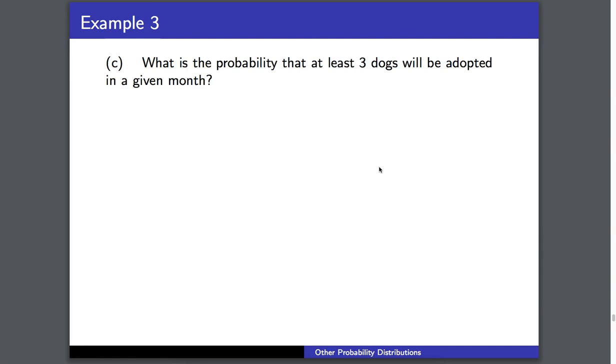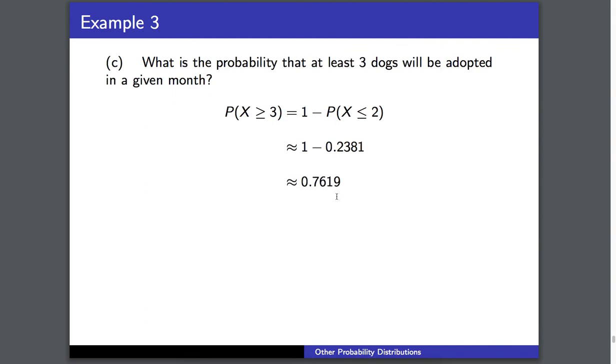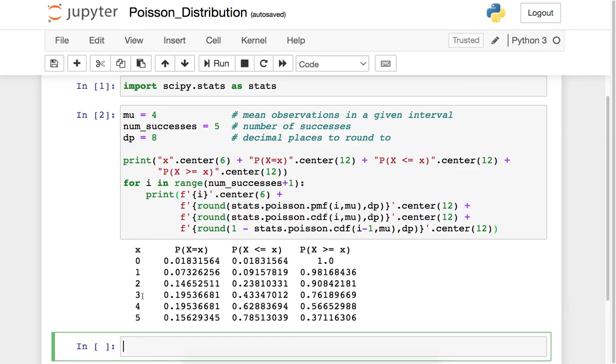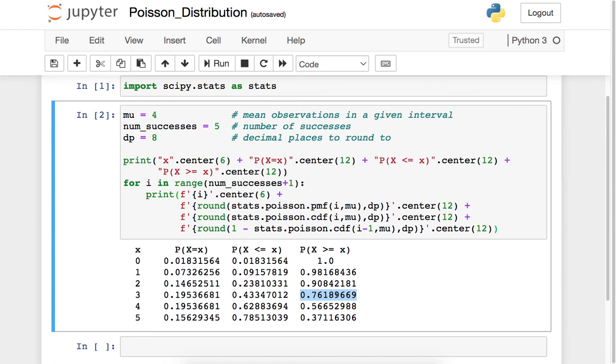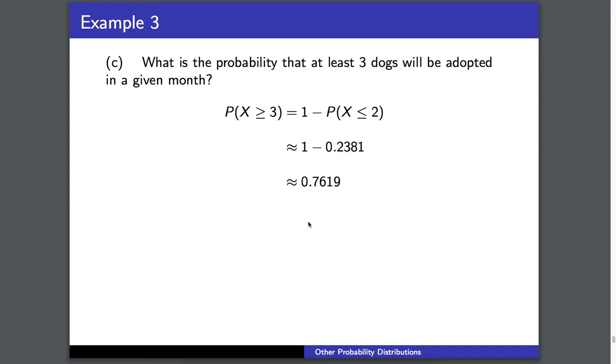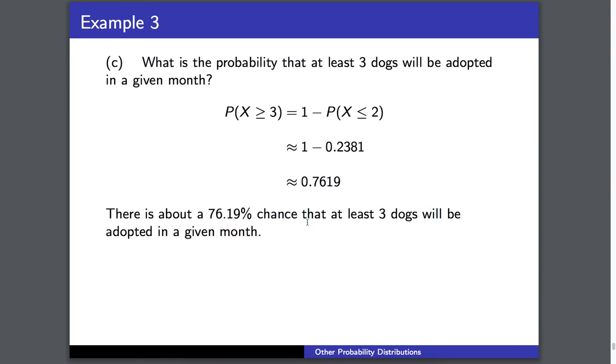All right, part C, what is the probability that at least 3 dogs will be adopted? Well, we could do that: 3 or more means 1 minus 2 or less, which is our answer from the last one. So we get about 0.7619, or about 76.19%. However, using this, at least 3 is this last column, greater than or equal to 3. And here's 3, so we have 0.7619 down here in this table. So we have about a 76.19% chance that at least 3 dogs will be adopted in a given month, which seems about right considering the average is 4 for this particular distribution.